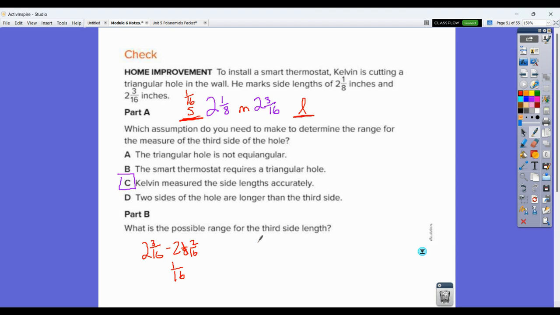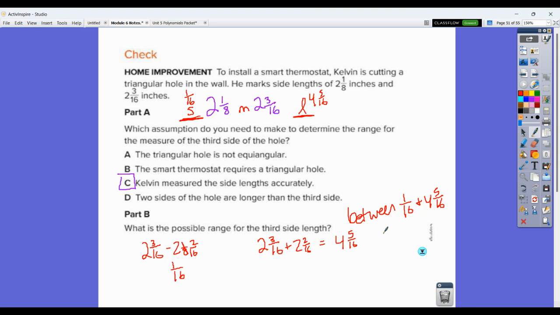And then we find the largest. So we take 2 3/16 plus 2 1/8, or 2 2/16. And that's going to give me 4 5/16. And so that's going to be this measure here. And we said that it has to be between that. So we can either write it in words and we can say between, which means in the middle of, not including, 1/16 and 4 5/16.